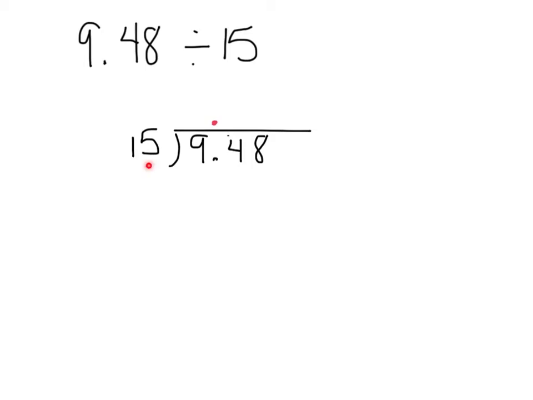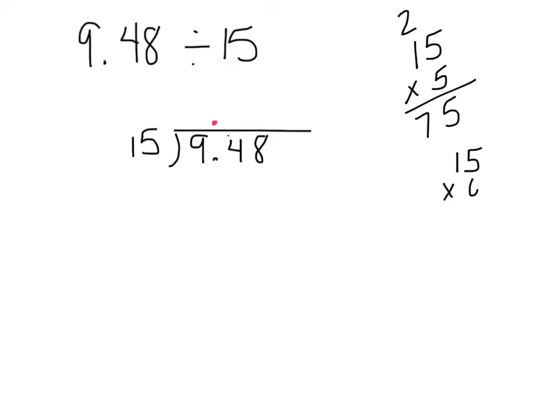Can the number 15 go into 9? No. But I do know that if I add on the 4, I can figure out how many times can 15 go into 94. I'm going to go off to the side and try some numbers. 15 times 5, I'm over here doing multiplication, is 75. You know what? I'm going to try one more higher. Let's try 6. That is 90. Guess what? I think that's as close to 94 as I'm going to get. So I'm going to put the 6 up top.